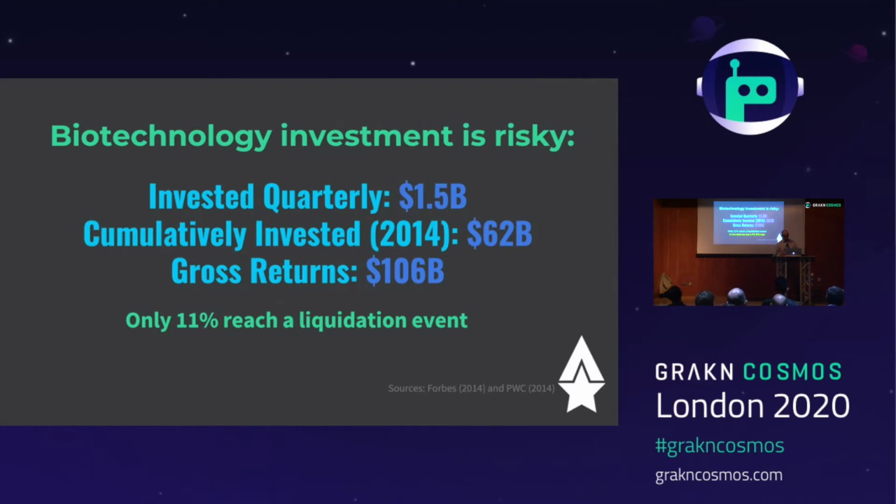Okay, so biotech investment is risky. At this point, there was 1.5 billion being invested quarterly. Cumulative investment was 62 billion, and then the gross returns are higher than that, right? But they're not that much higher, and only 11% from the first data set that we were looking at, just a public discussion of this, reached any liquidation event at all.